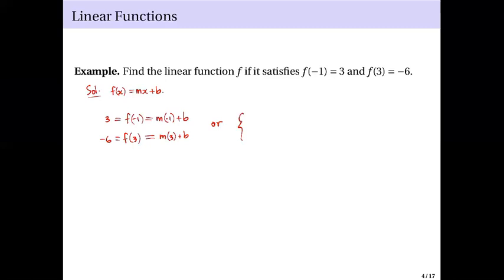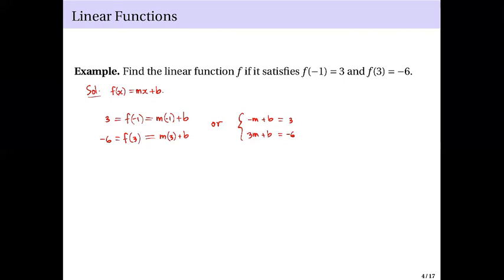So we have the following linear system. -m plus b equals 3. And then you have 3m plus b equals -6. And our job now is to determine the value of m and b. Once we know the value of m and b, we now have the actual linear function. So all we need to do now is to solve this linear system.